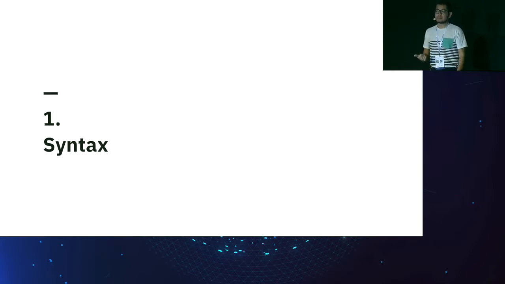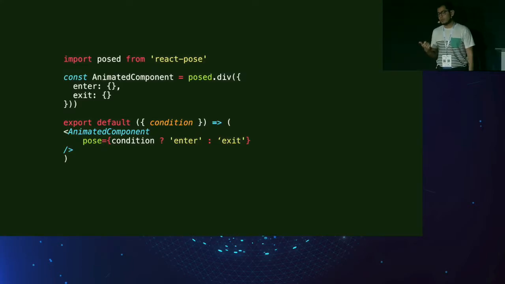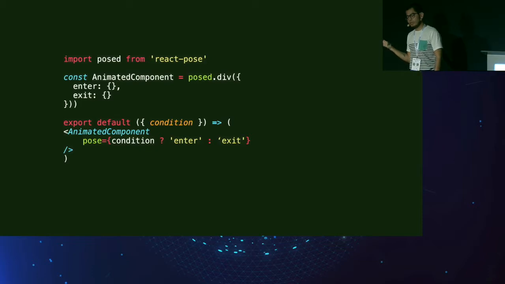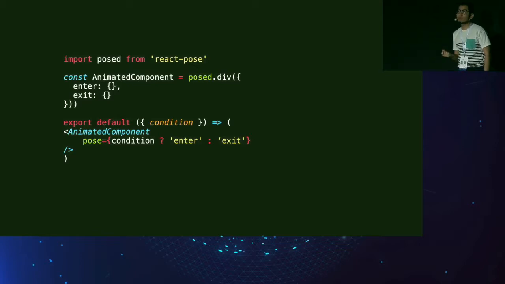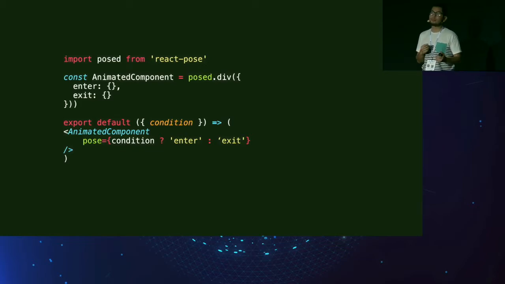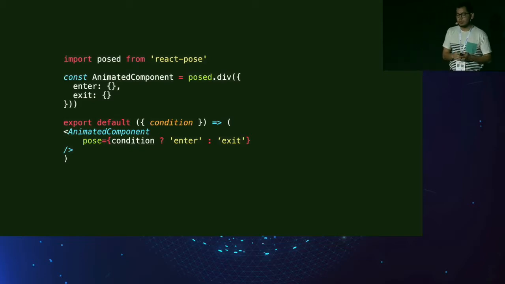The first thing we liked is the syntax. If you have been working with styled components before, this should be familiar to you. So you have a React Pose component, then you select the tag that you want to render, and then you set the animation properties. In this case, I just put enter or exit, but it could be hidden, visible, short, tall, whatever is more descriptive for you. And the way you select the transition between one or the other will be by setting the name of the animation into the pose prop.